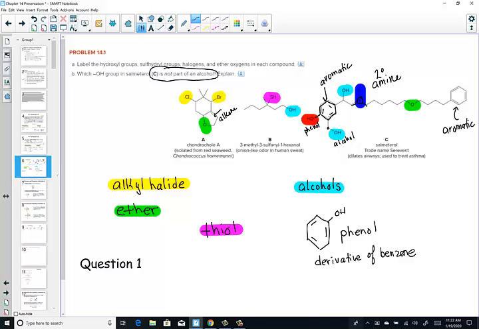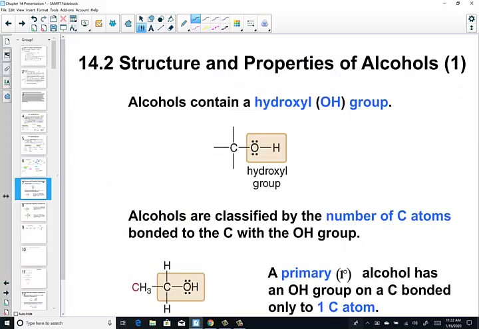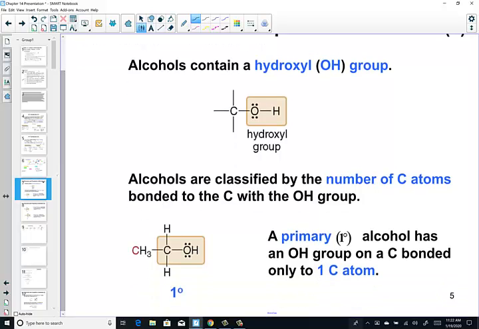So I really am just bringing all kinds of functional groups in as we're working to preview and commit to memory. The ones that I highlighted in yellow, green, pink, or light blue are the ones of the focus here in our chapter: the alkyl halides, ethers, alcohols, and thiols. Let's start with a specific look at the alcohols first. We know that alcohols contain a hydroxyl group, that's the OH. And alcohols are classified by the number of carbons that are bonded to the carbon attached to the hydroxyl group.